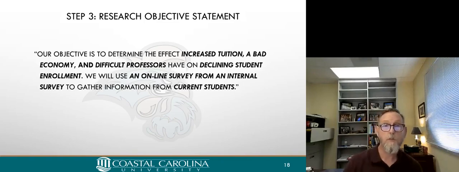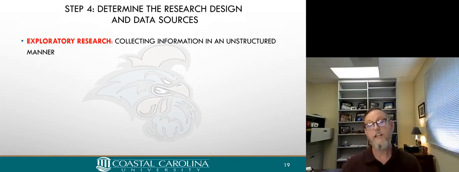Okay. Step number 4, moving forward, determine the research design and our data sources. When we talk about research, we have different types of research that we do, and they serve different purposes. Exploratory research is research that we do at the very beginning of a research process. It's when we don't know anything about our topic, and we go around asking questions, and we read articles, and we do interviews with industry experts.